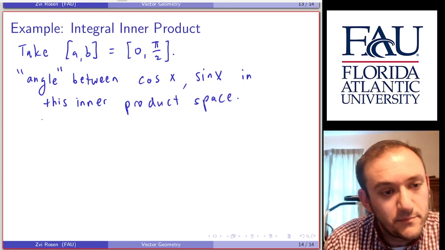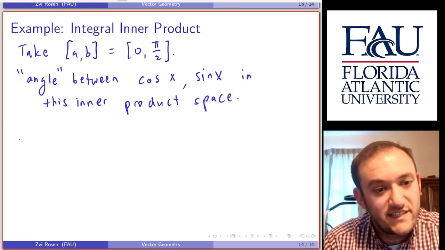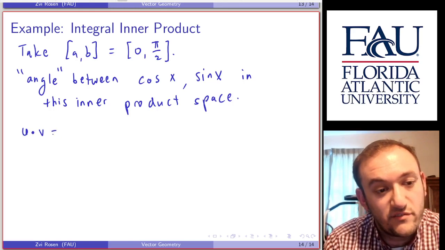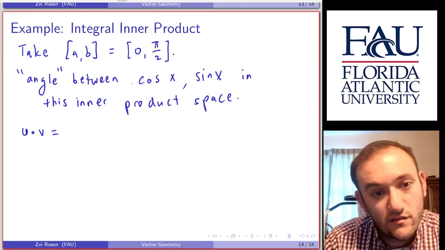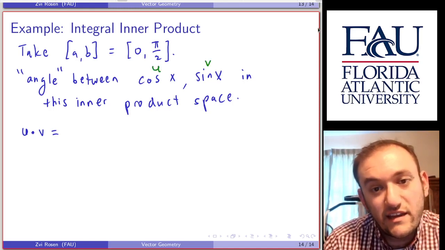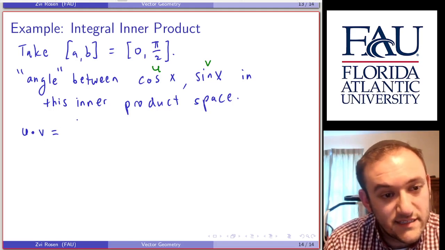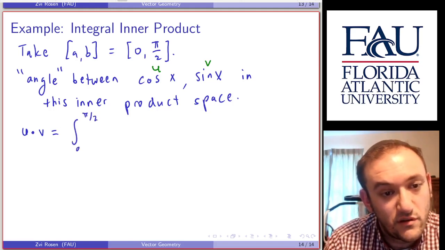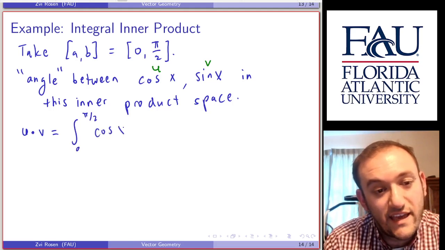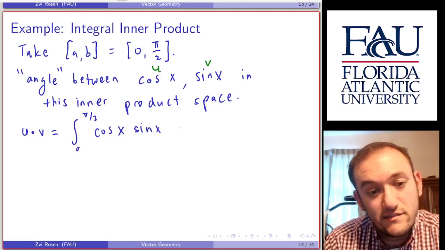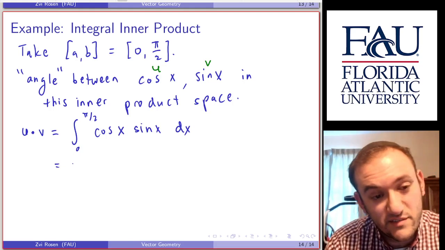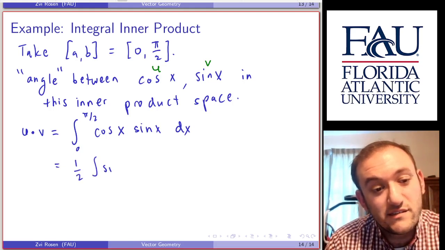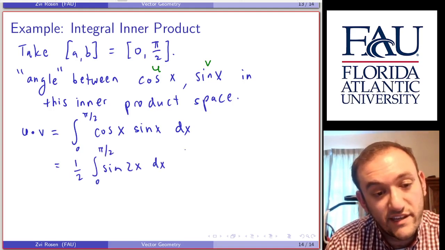So how would we do that? Well, we would start by taking u dot product v, where u is cosine x and v is sine x. So u dot v is the integral from 0 to pi over 2 of cosine x sine x dx. For those of you who remember Calc 2, we can compute this by taking 1/2 sine 2x dx from 0 to pi over 2. That's just a trig identity.